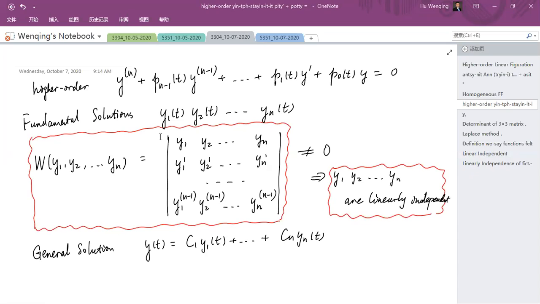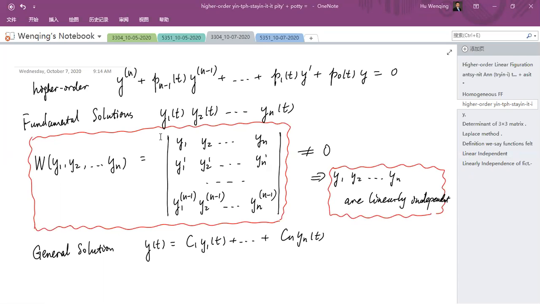Okay, so here I would like to show you a nice exercise. Here I have three functions: 1, t, and t squared. Are they linearly independent? Well, how do we check them? There are two ways to check them. The first way is to calculate their Wronskian.